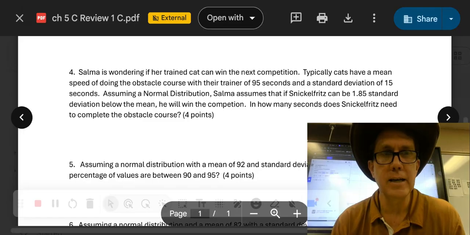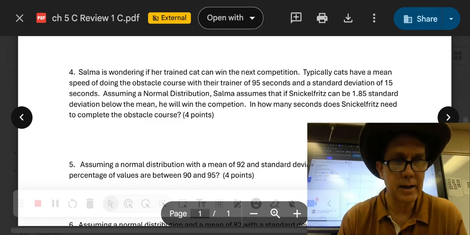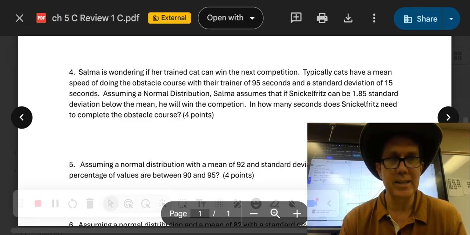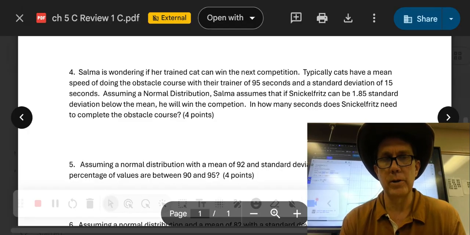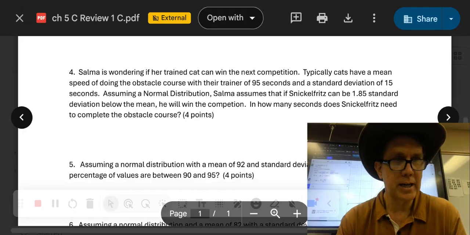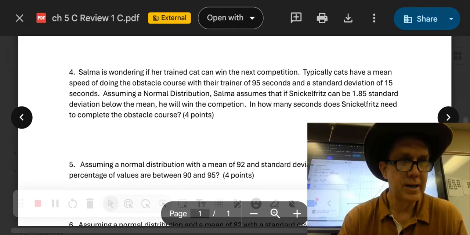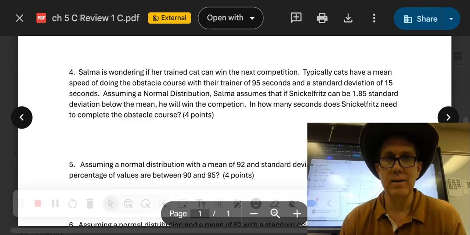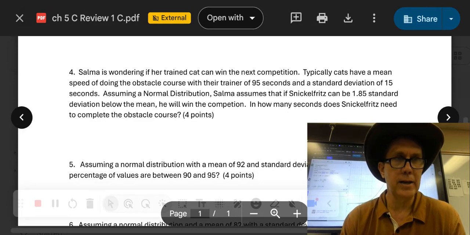95 and 15, x minus 95 over 15, and that's the way you would solve that. Now what would we do? We'd multiply by 15 and add 95. I don't think it'll solve that for us. So negative 1.85 times 15 and then plus 95, it'll do it that quickly. The answer is 67.25.